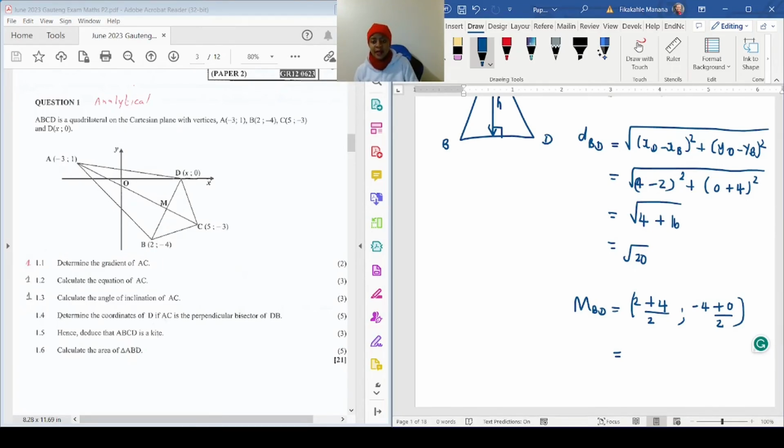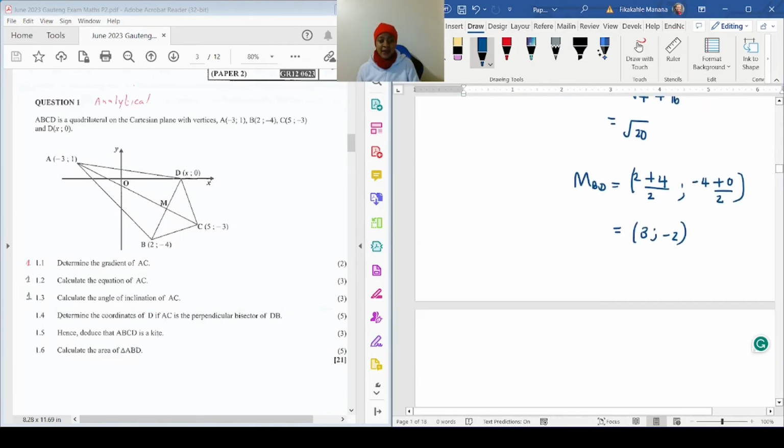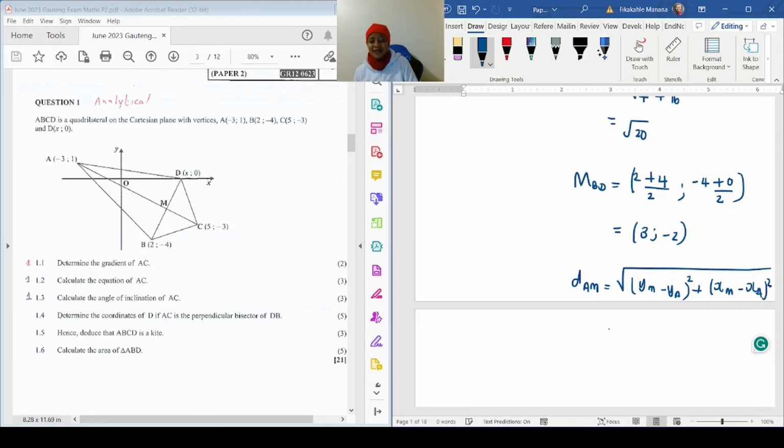So 6 divided by 2, that is 3, and minus 4 divided by 2, that's negative 2. Okay, so those are the coordinates of M. And now we can calculate the length of AM. Okay, so distance AM. The y-coordinate of M minus the y-coordinate of A. It's fine, doesn't matter which one you start with. X-coordinate of M minus the x-coordinate of A. It's not like the gradient where there you can make a fatal error.